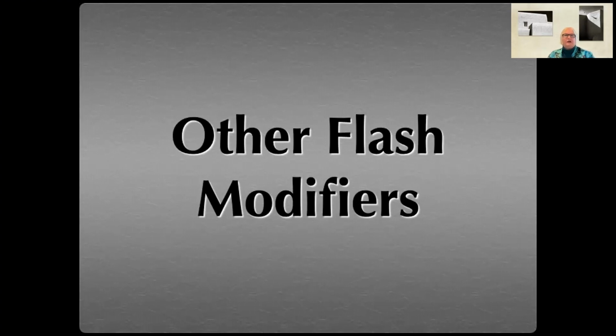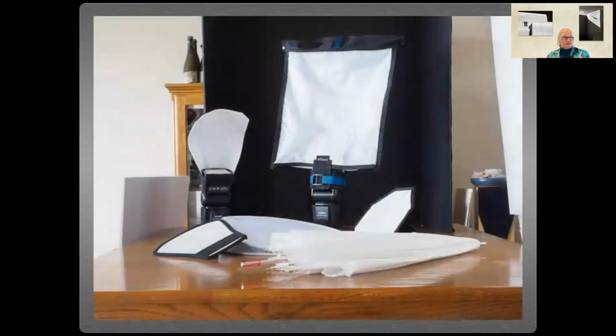So modifiers are simply things that you add to your flash to make the light softer or harder, more direct or less direct. And you can get all kinds of interesting effects with this. So here is my dining room table with a bunch of modifiers on it. They don't have to be expensive. They can be, but they don't have to be. Number one here is my shoot through umbrella. And I really think that's the way to go until you get more experienced with flash.